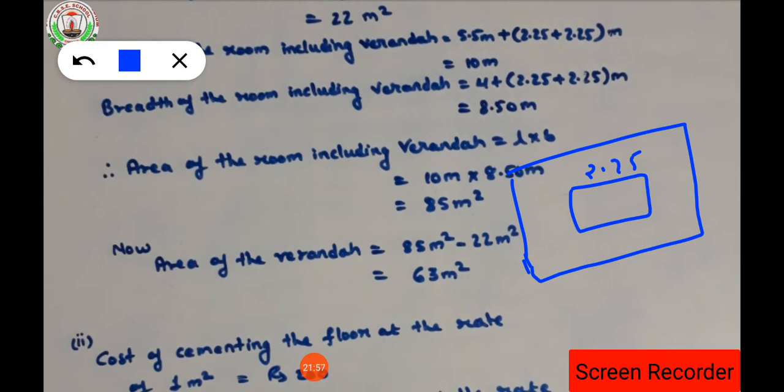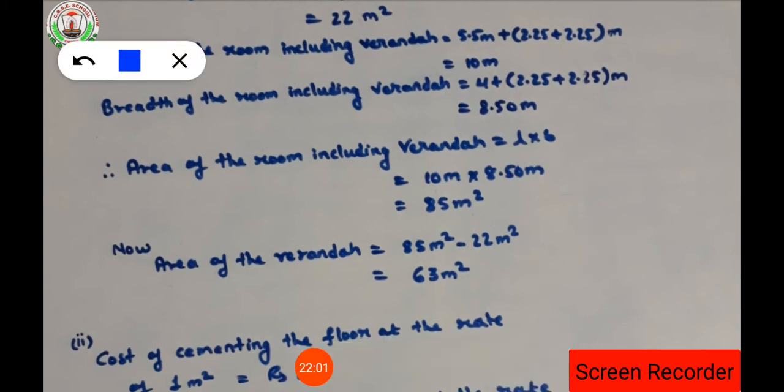What is the length of the room we are having? 5.5. Okay, and what is the breadth of the room we are having? 4. So while multiplying, we found the area of the room as 22 meter square.